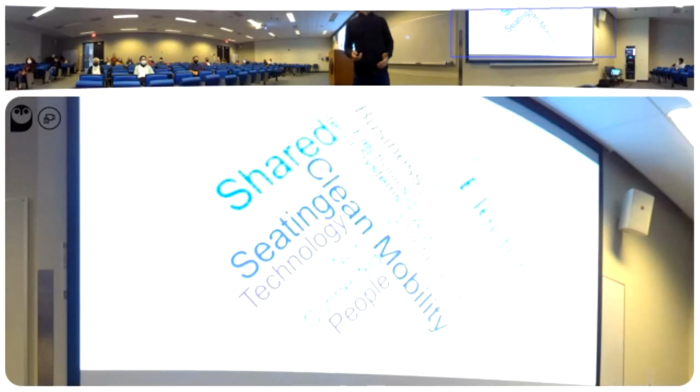What you can see in some of the words that are highlighted here, we have 4 words. One of them is connected, another one is autonomous, the 3rd one is shared, and the 4th one is electric. So 4 mega trends with which I've been working for the past few years since I joined the company.